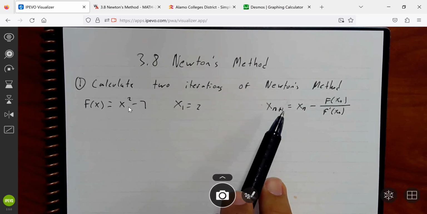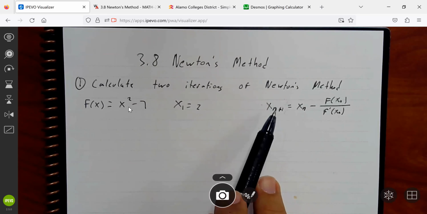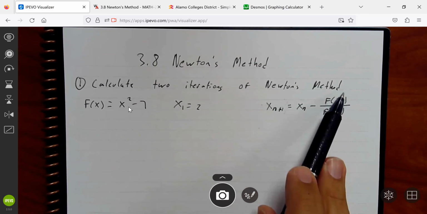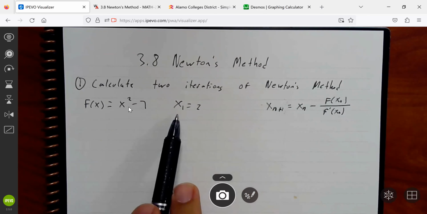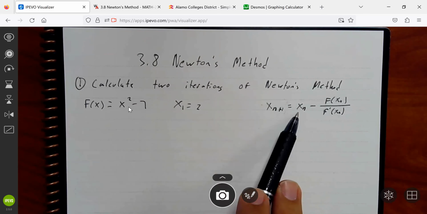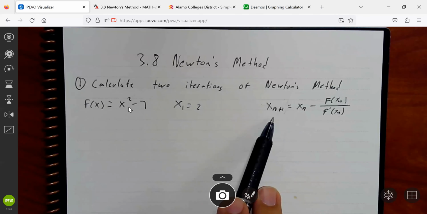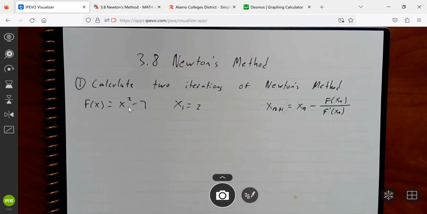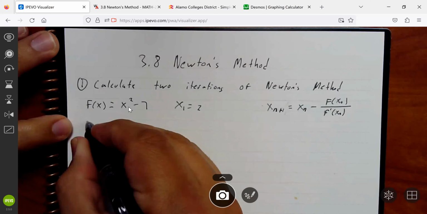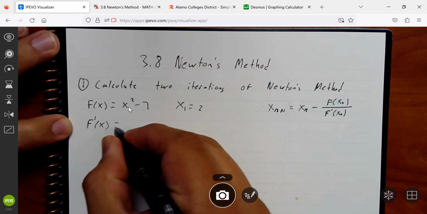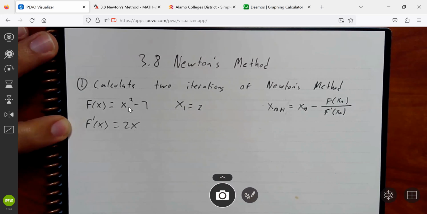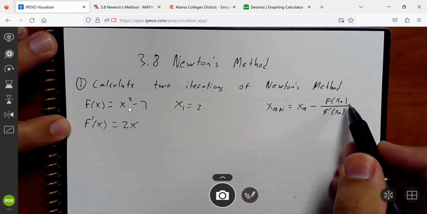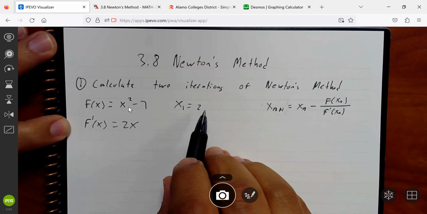So this guy is the next point, and it uses the current point to calculate your iterative method. So if I'm plugging in x1, right, I'm going to find x2 using that. Or if you're plugging in x0, whatever. But notice we need the derivative. So f prime will be 2x. We also need the function at x naught, or xn. So I'm going to start here.